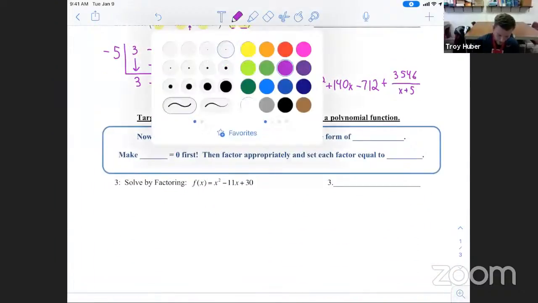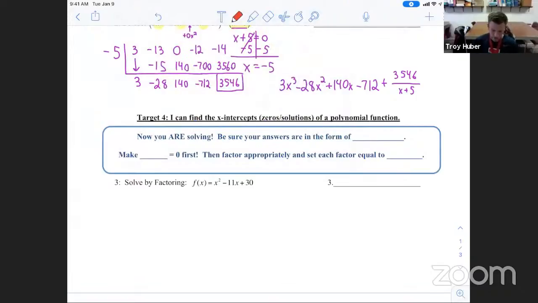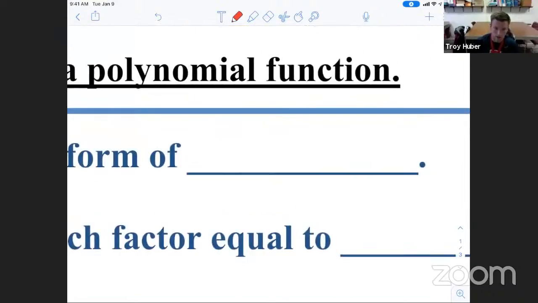All right, in this next part, we are going to be finding the x-intercepts, or the zeros, also called the solutions. So x-intercepts, zeros, and solutions are all the same thing. All right, so now we are going to be solving. Be sure your answers are in the form of x equals a number.